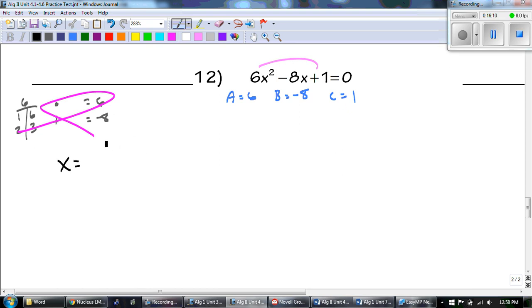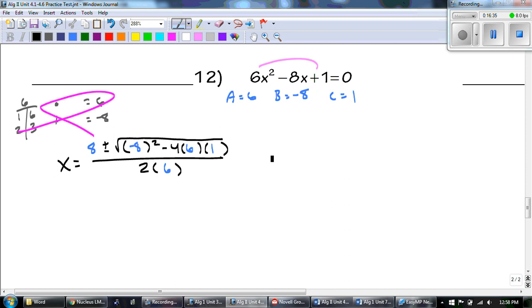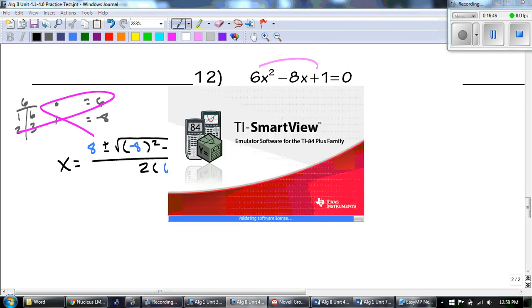Remember that x equals the opposite of b, so it's a -8. That means it's going to be a +8, plus or minus the square root of b squared minus 4ac, all divided by 2a. So we have -8, 6, and 1, and then 6 on the bottom. So we get that x equals 8 plus or minus the square root, all divided by 12. So underneath the square root, that's what we have to figure out.